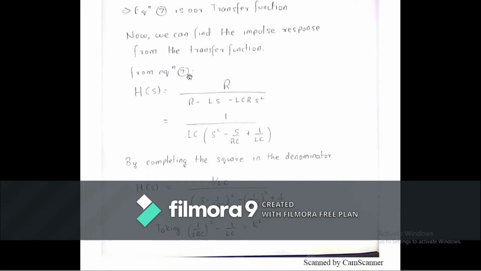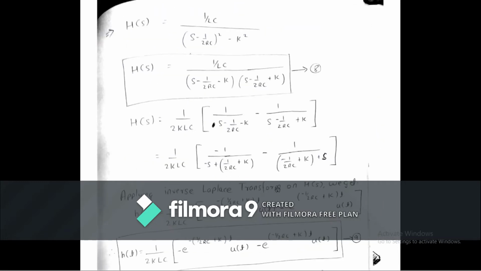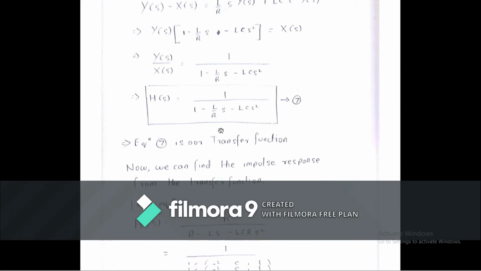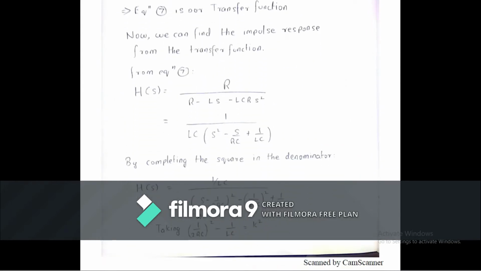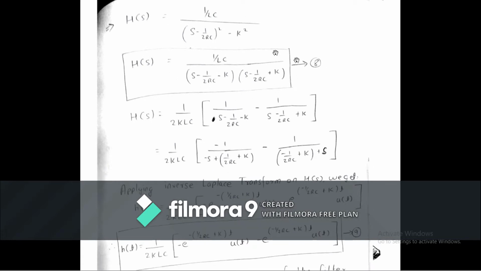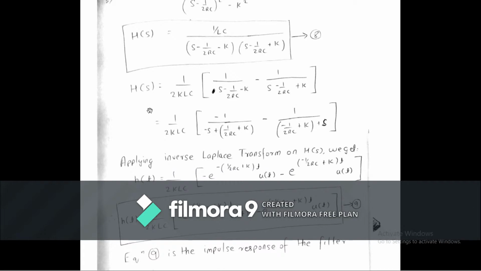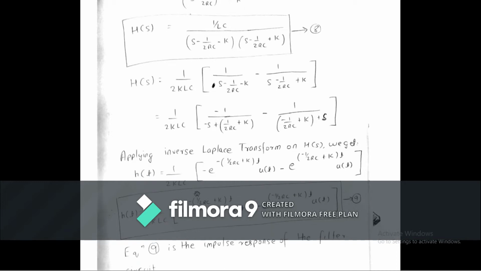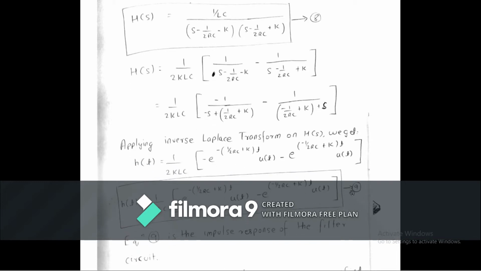So this is our transfer function. We complete the square on the denominator, and then we take this constant term to be k, and we bring it to a form which is something like this, where k is a constant which we already mentioned over here. This is k. So this is our improvised transfer function, and from this, when we apply the inverse Laplace transform, we get our impulse response for the filter, which is over here.